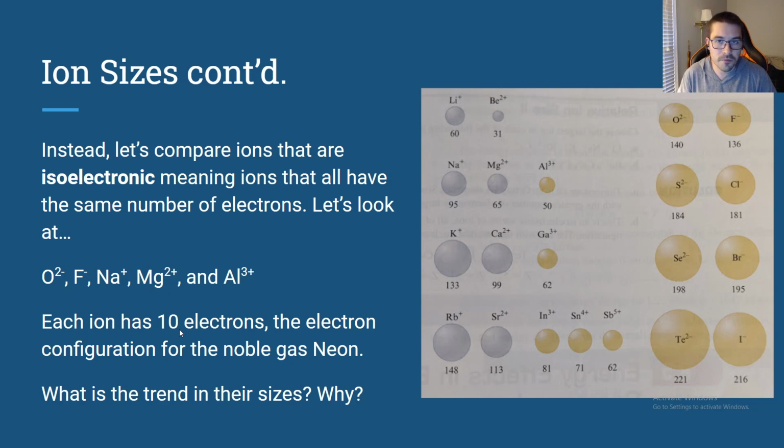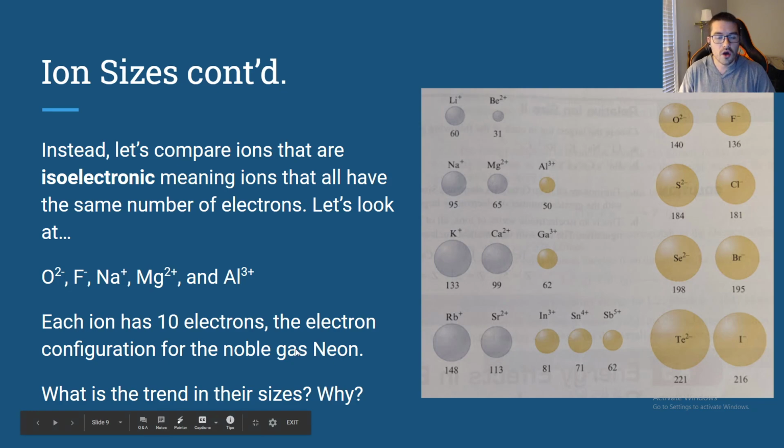Each ion here has 10 electrons, right? Oxygen has 8 to start with, and a -2 charge. That means it's gained 2 electrons. 8 plus 2 is 10. Same thing here for fluorine, right? 9 plus 1. Sodium, on the other hand, started with 11 electrons and lost an electron, right? Because it has this positive charge. So it's got 10 electrons. And the story is true for magnesium and aluminum as well. Okay? So each of these ions has the electron configuration for the noble gas neon.